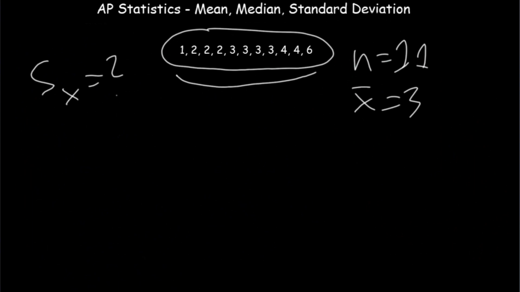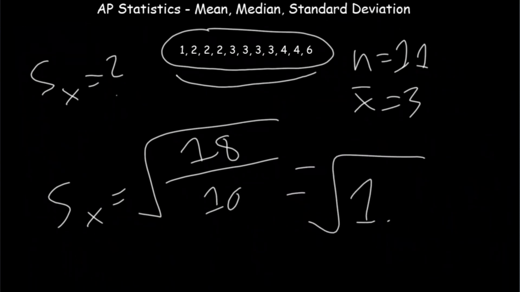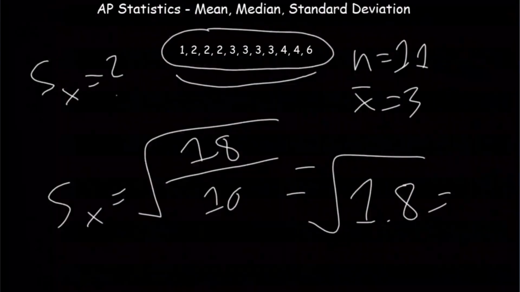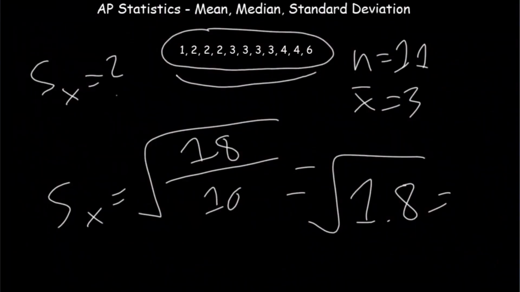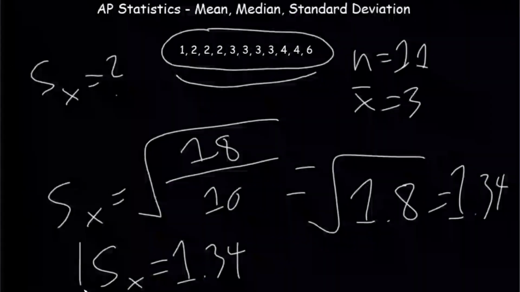So now all we have to do is divide 18 by n minus 1, which is 10. And you get 1.8. You square root that, and if I'm not mistaken, it should be 1.34. Yeah, 1.34. So your standard deviation is 1.34.